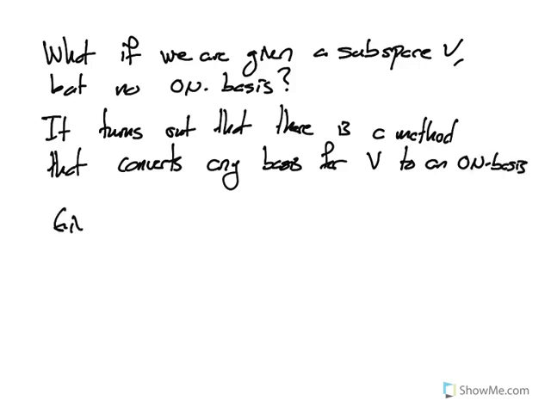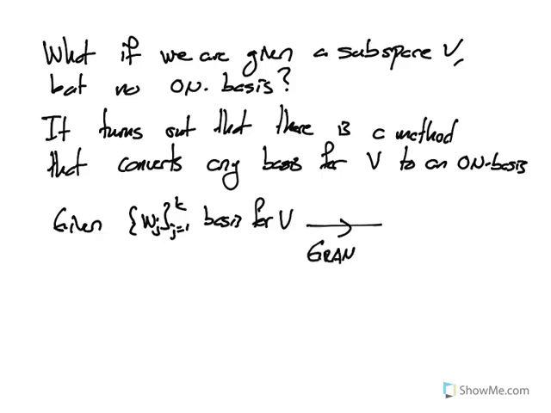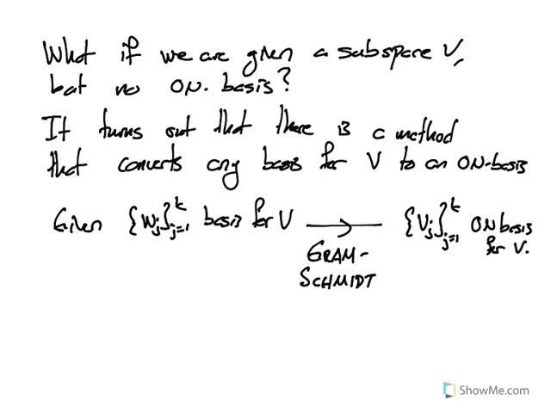So, given a set of vectors Wj, there is this process called Gram-Schmidt, and that's the subject of the next lecture, that gives you an ON basis. Okay, so that's what we'll do in the next lecture.